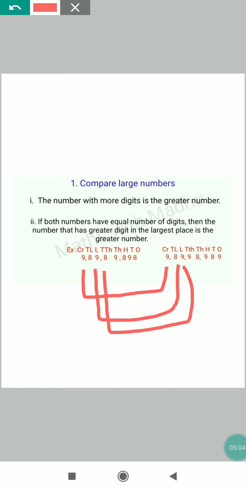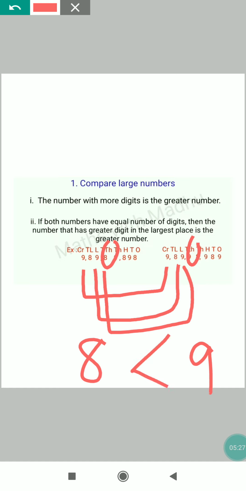At the 10,000 place you can see, student, on one side it is written 8 and on the other side it is written 9. You can just see here it is written 8, whereas here it is written 9. So now we can do the comparison. Which one is greater? 8 is greater or 9 is greater? 9 is greater. So we will put the sign that side only, meaning the whole number will become greater, this one will be greater than this one.